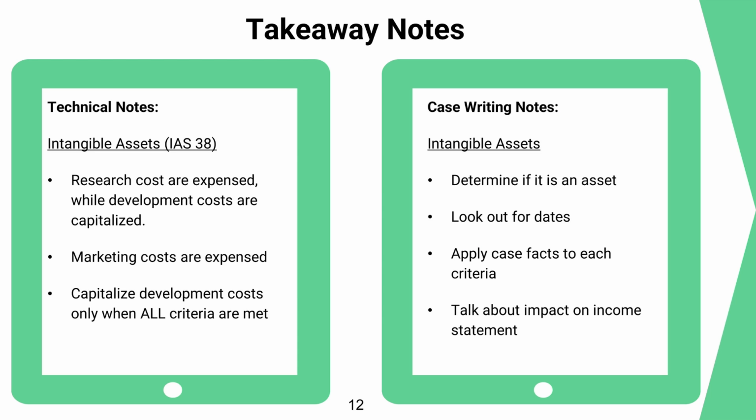After going through the solutions and marking key, this is what I would have written in my technical notes and my case writing notes. Technical notes are specifically about the concepts being tested, whereas the case writing notes are things I have missed that can improve my case writing overall and apply to any case. For example, it could be remembering to apply case facts and talk about income statement impacts. Your notes do not have to be all about what you missed, but also include things that you have done well to encourage you to keep doing it going forward.